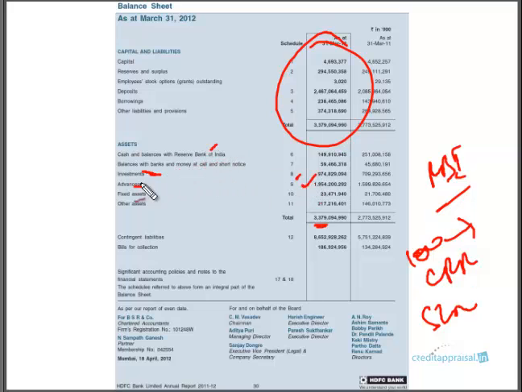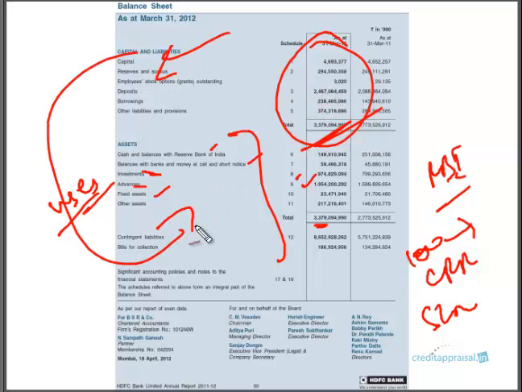There is some cash and bank balance with the RBI, balances with other banks, call and short notice money. The bank has purchased some fixed assets. Anyway, what it did with this money will be listed on the asset side. So the asset side will be telling you the uses, the uses to which these funds obtained from the liability side have been put.